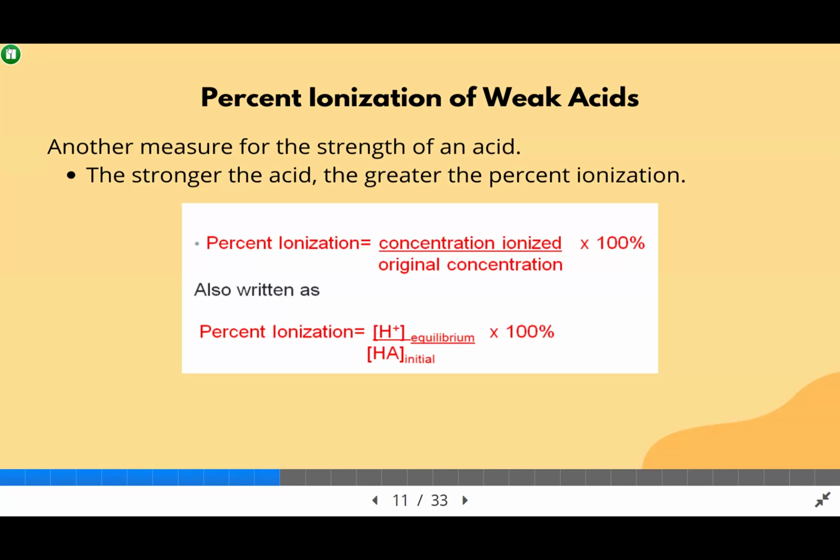We can calculate percent ionization as P equals the concentration of the acid that's ionized over the concentration of the acid solute, or the original concentration, times 100. Also written, when we have that general weak acid ionization reaction, P is equal to the concentration of H plus over the concentration of HA, times 100.